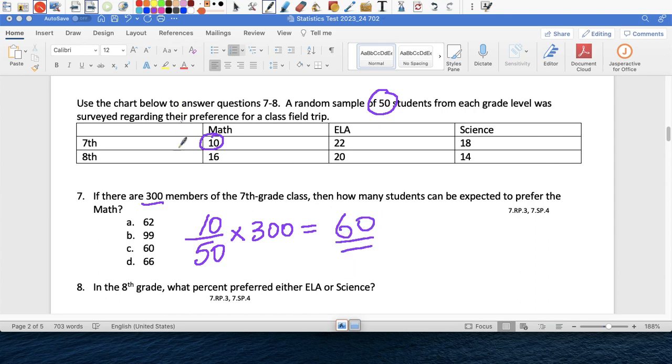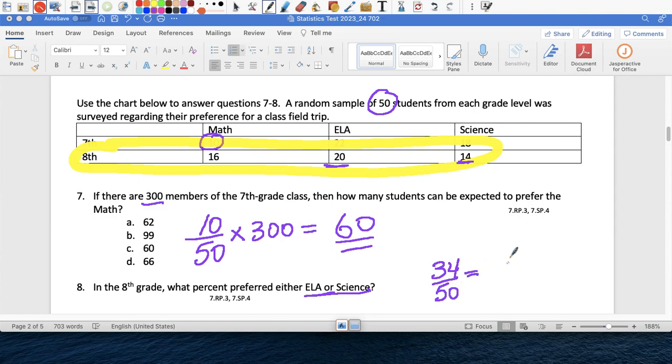Okay. In the 8th grade, what percent preferred either ELA or science? So 8th grade, let me highlight. Here's the 8th grade. 8th grade, 16 said math, 20 said ELA, and 14 said science. But this says ELA or science. So ELA was 20, science was 14. So that's 20 plus 14, which is 34 out of 50.